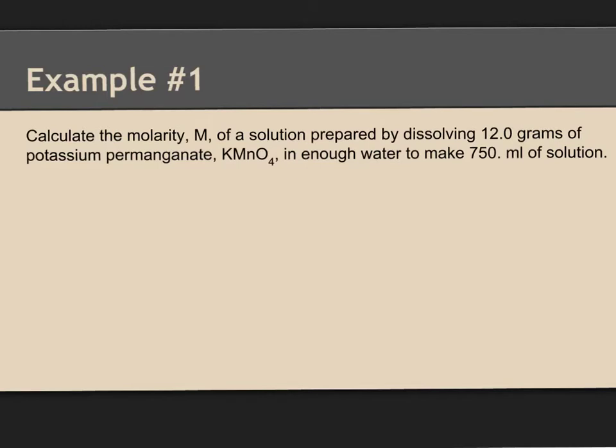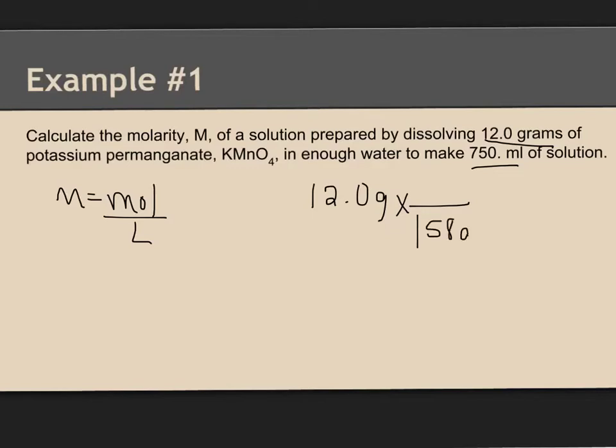So this is example 1, and we're asked to calculate molarity, which is moles per liter. And conveniently, we're given grams and milliliters, so we're going to have to do all 3 steps. For step number 1, we are going to take 12.0 grams of potassium permanganate and convert that into moles. We do that by dividing by the molar mass, which for potassium permanganate is 158 grams per mole.